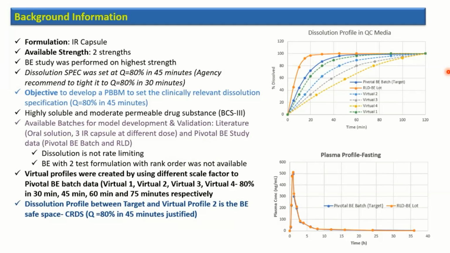In order to create the virtual dissolution profile, it was basically done manually by applying different scaling factors to the pivotal bio batch, and the dissolution profiles of virtual batches were created so that virtual 1, 2, 3, and 4 release 80% in 30 minutes, 45 minutes, 60 minutes, and 75 minutes respectively. And with the help of modeling and simulations approach, we justified that even if the drug releases 80% in 45 minutes, it is still bioequivalent with our biobatch.